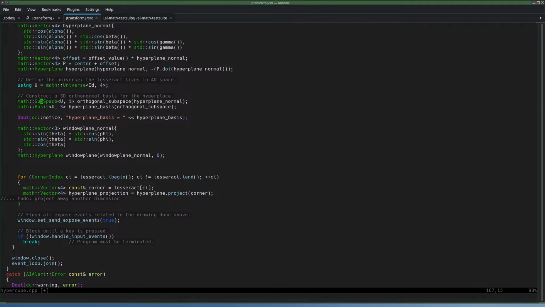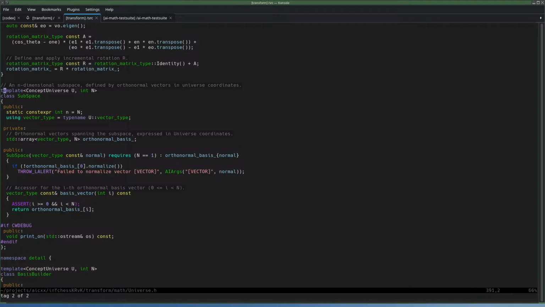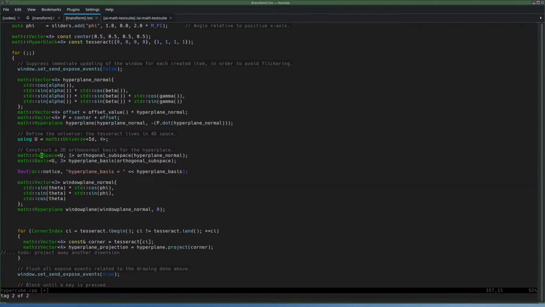So we'll have a look at subspace. The subspace has as templates the universe that it lives in and the number of dimensions of the subspace. And then it is created. Currently I only have one constructor allowing a one-dimensional subspace only. I was too lazy to add the possible rest, so this is going to be one every time. But the normal is in universe coordinates, so we need to convert our normal first back to universe coordinates.